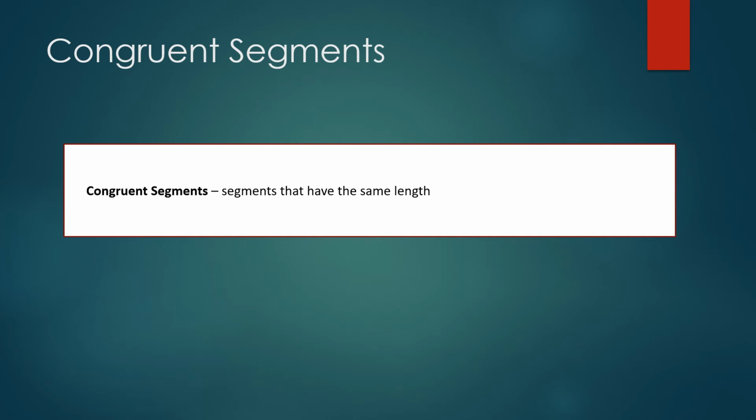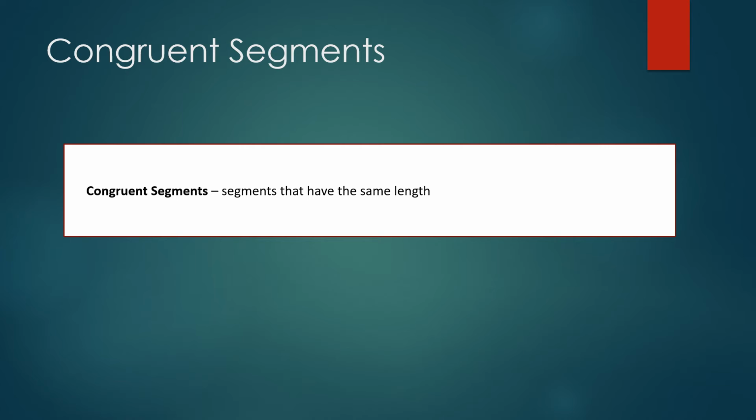Congruent segments. So congruent segments are segments that have the same length. The confusion that I get from students about this is, if congruent segments are just segments that have the same length, why don't we just call them equal? And that's a very good question. So congruency talks about objects, where equality talks about numbers.